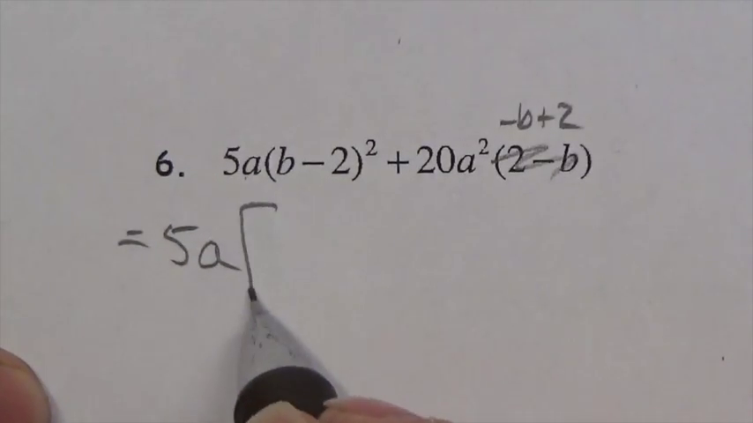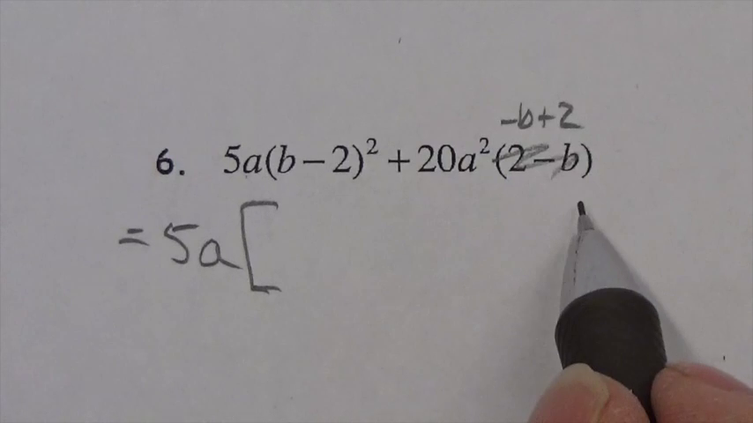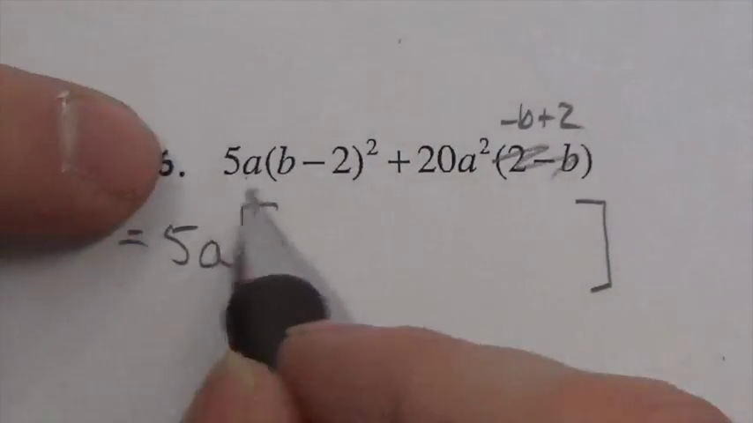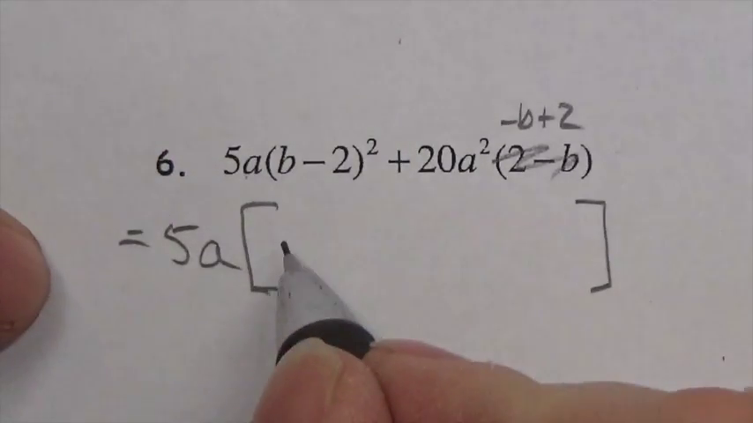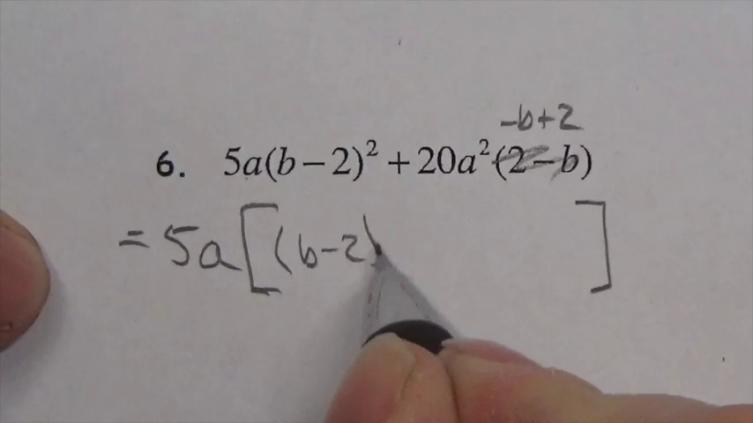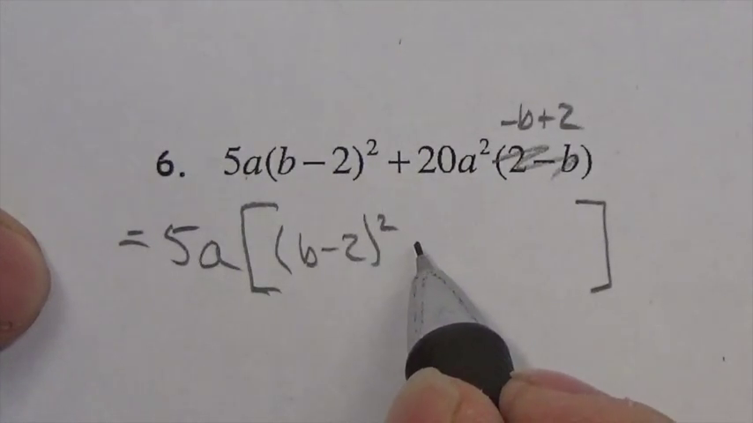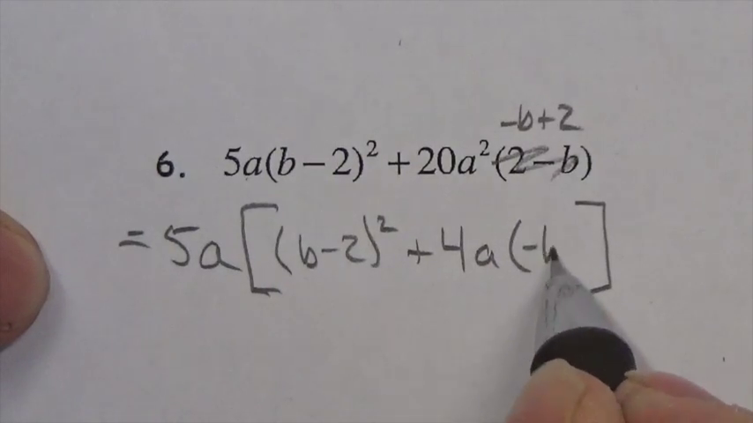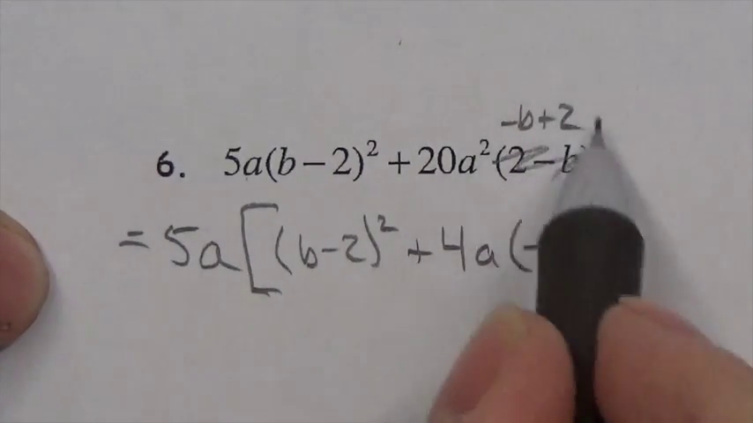Now, I'm going to put a square bracket here because I'm not quite done factoring. I'm going to typically use the square brackets to indicate that there might be a little bit more for me to do here. So the very first thing I did was take out the 5a. That left me here with b minus 2 squared plus, that was 4a, and then negative b plus 2, because I changed the order there.